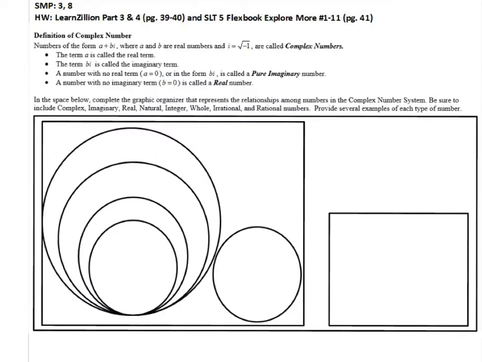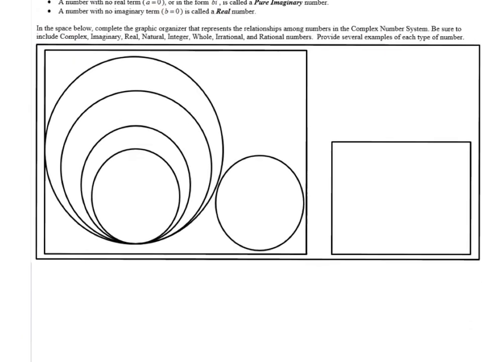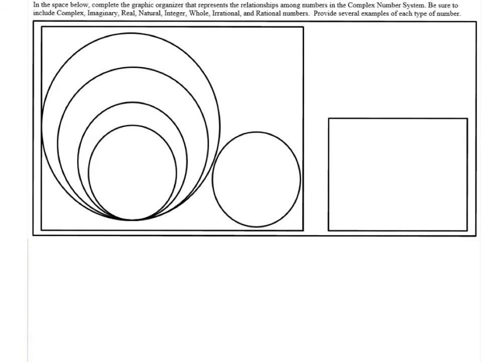Okay, this is a page in your packet. We are going to make a diagram of how all the numbers relate to each other in the number system. So for some vocabulary, you can see here, they give us all the different kinds of numbers. Underneath this, I'm going to write out some examples for you.